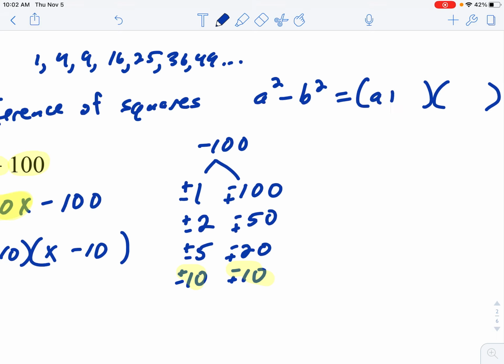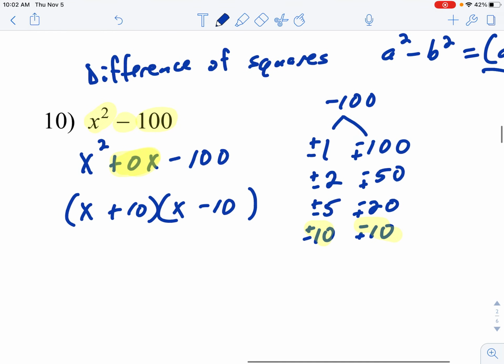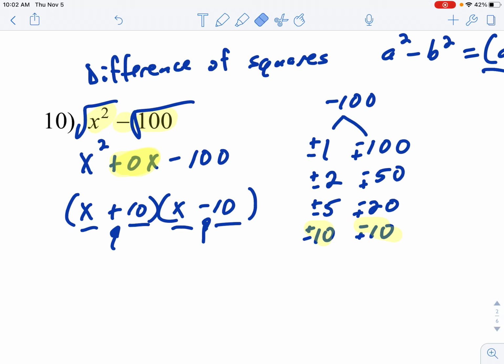You just do a plus b, a minus b. Just square root each one of these, call them a and b, and then put them in that formula. So here, the square root of x squared is x, that goes here and here. The square root of 100 is 10, that goes there and there. Put a plus sign, put a minus sign, and that's it.